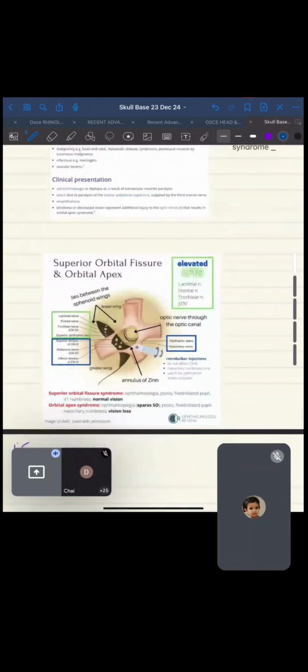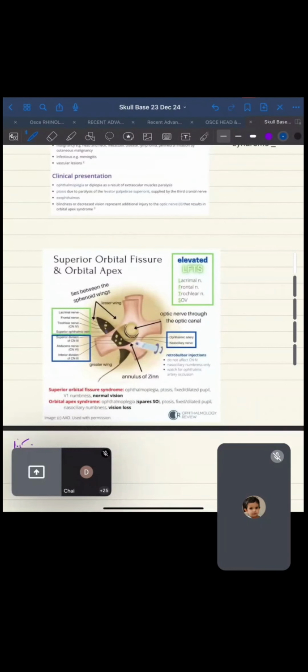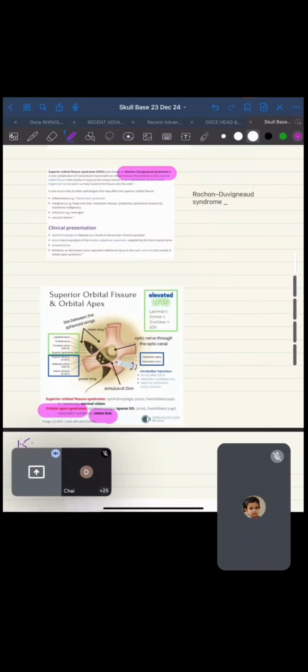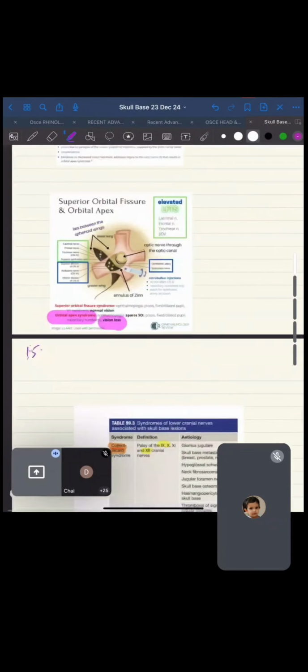Okay, there is one more question. What is the difference between superior orbital fissure syndrome and orbital apex syndrome? Can somebody take a try? So the vision loss is there in orbital apex. Yes, that's a correct answer. In orbital apex syndrome, there is vision loss. Otherwise, broadly it remains the same. So if they ask you for one mark, this should be the first line that you answer: vision loss is one of the main things.